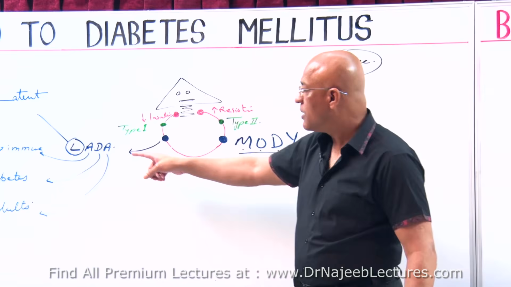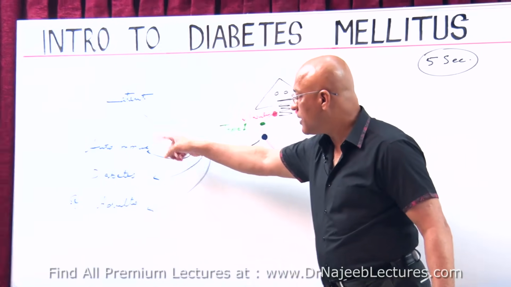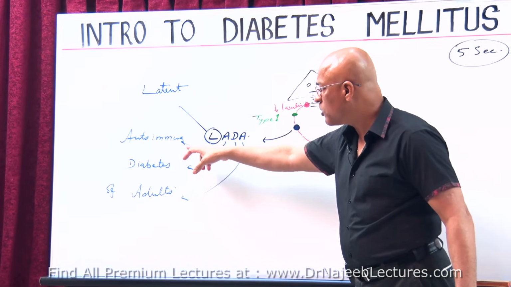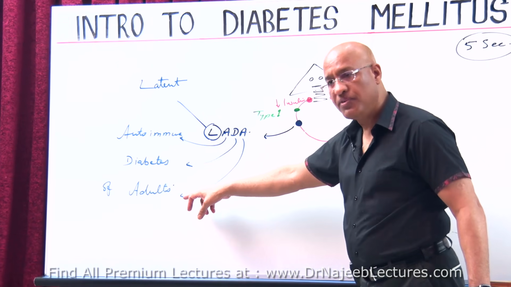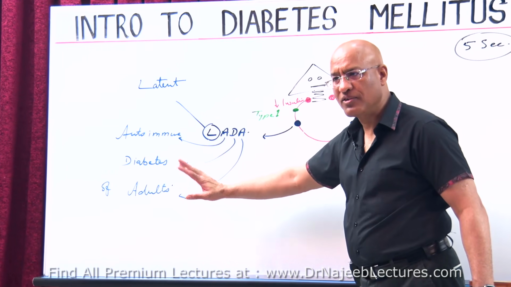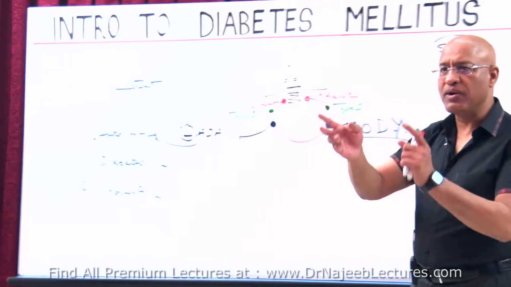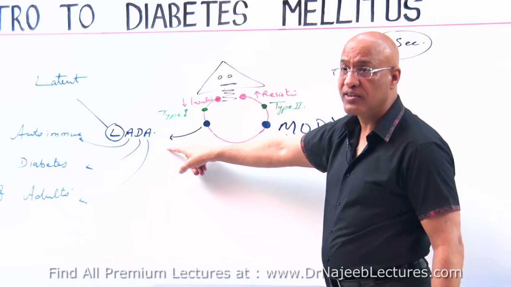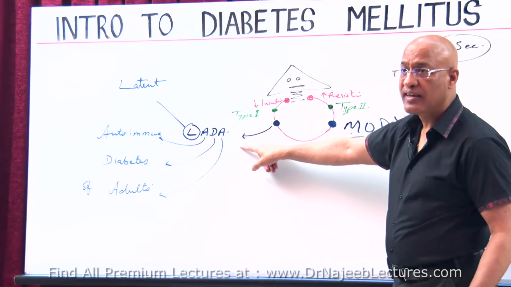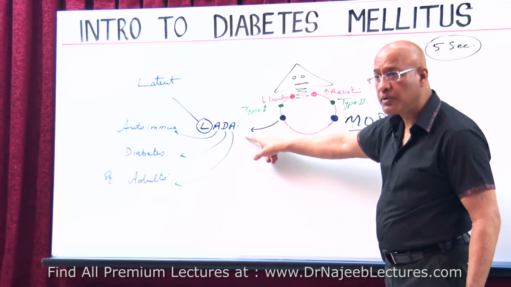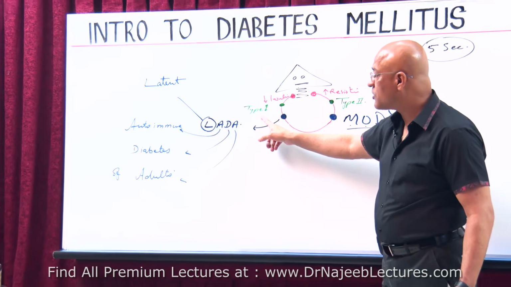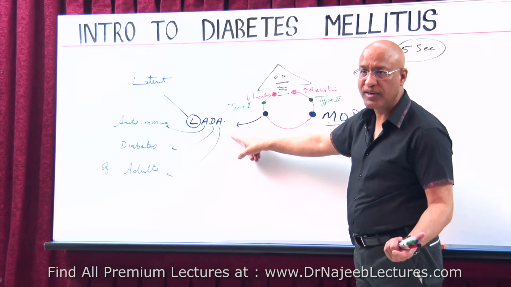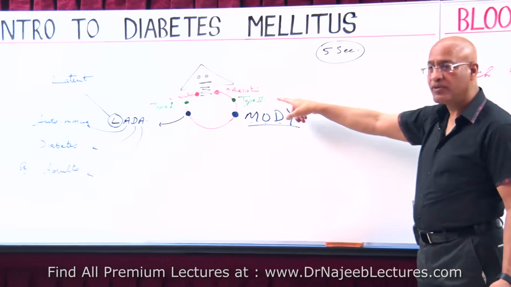So we'll call it LADA. What is that? Latent autoimmune diabetes of adults. So another way we can say the real difference between type 1 and LADA is that both of them are due to extreme deficiency of insulin, but one is at younger age and the other is at adult age. Now we come to the other end.